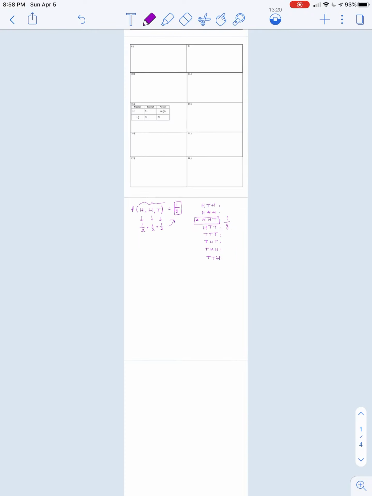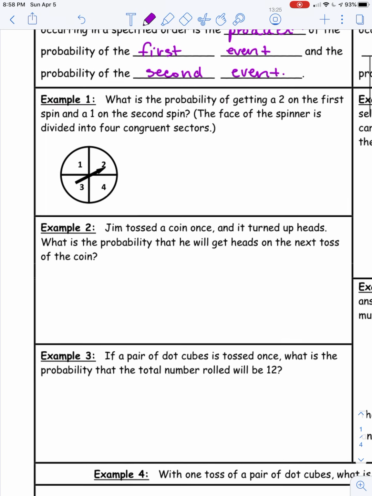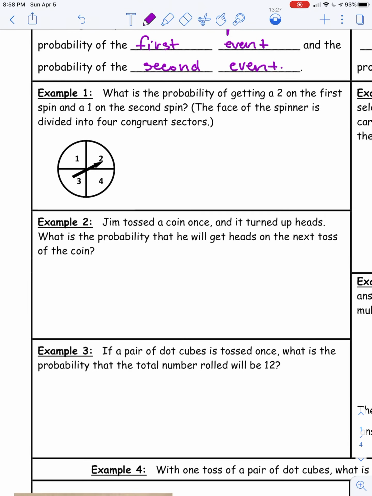So let's go on up to our notes now. I'm going to have you go up to example 1. In example 1, we have the face of a spinner. It's divided into 4 congruent sectors. The question is, what is the probability of getting a 2 on the first spin and a 1 on the second spin?